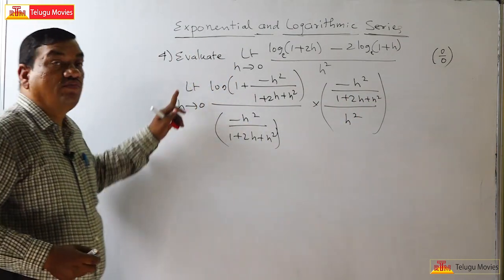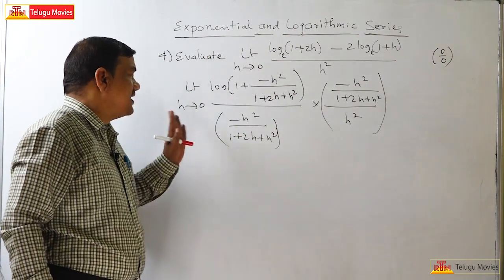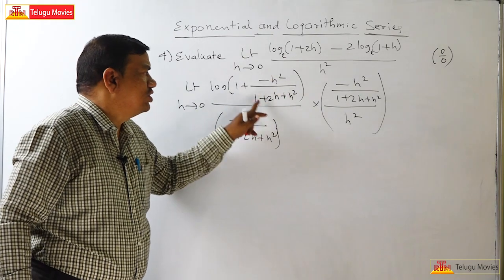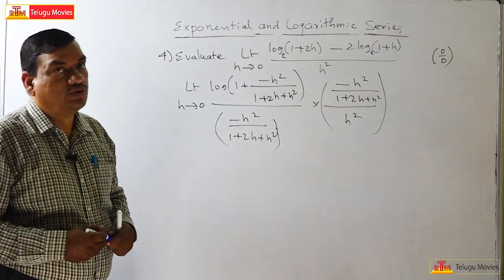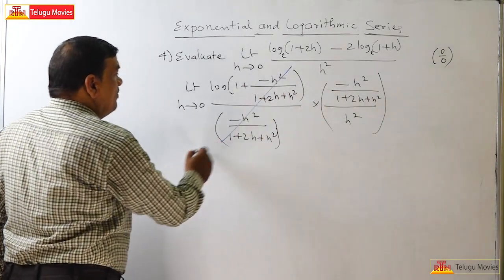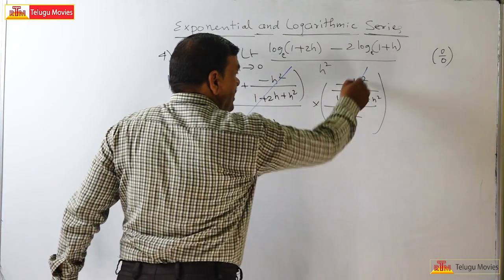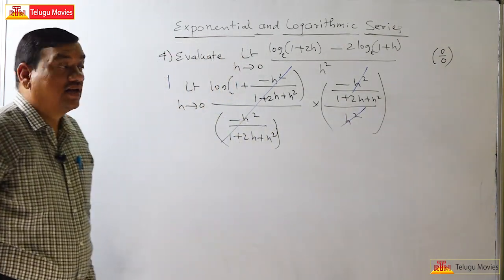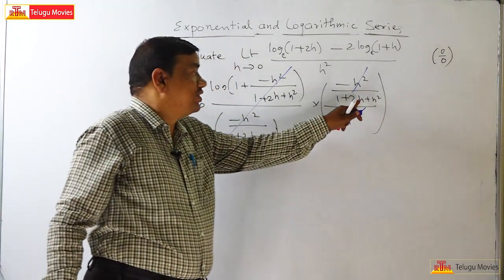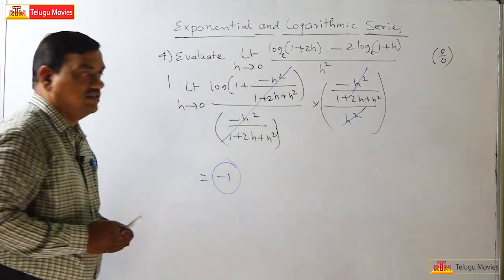Understand this? So this is of the form limit h tends to 0 log of 1 plus x by x. See here, as h value approaches 0, this total value also approaches 1. So this value will become 1, forget about this. Now here also h square will get cancelled, h tends to 0, substitute 0 here, so we will get minus 1 as the final result.